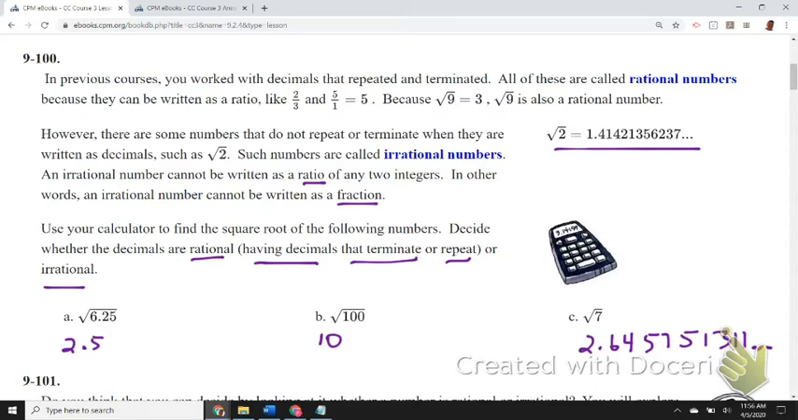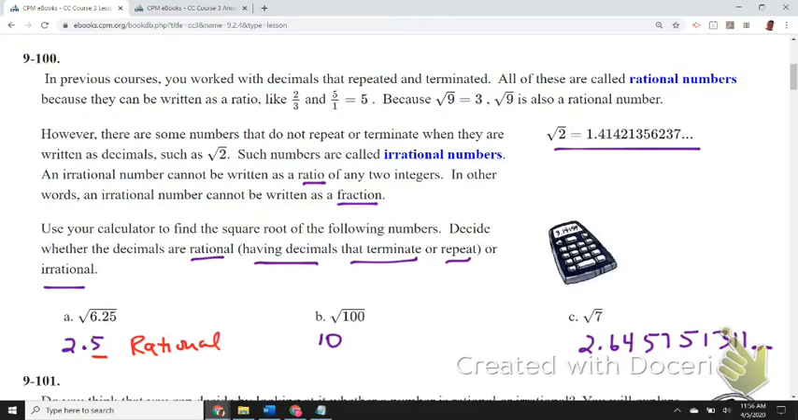The square root of question A says the square root of 6.25, the answer is 2.5. So is that a rational or irrational number? Well, this one is going to be rational because it has a decimal that ends. It's just 2.5. That's it. You can actually write that as a fraction, and we'll talk about how to do that later.